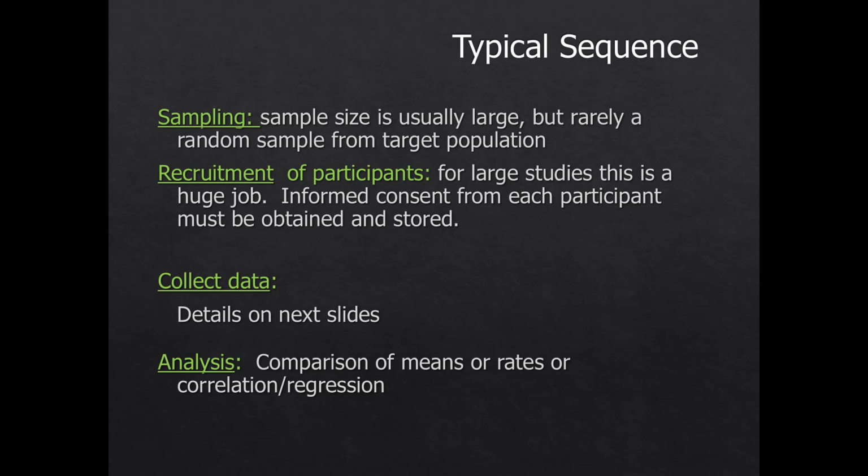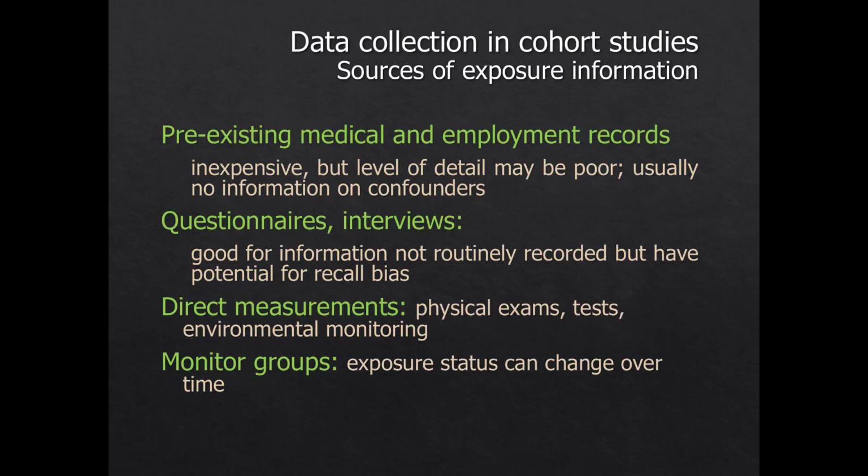Typical sequence of a cohort study: sampling, recruitment, collecting data, and analysis. Straightforward, very similar to experimental studies. So not much to think about there deeply.